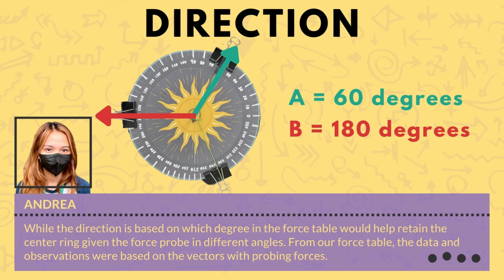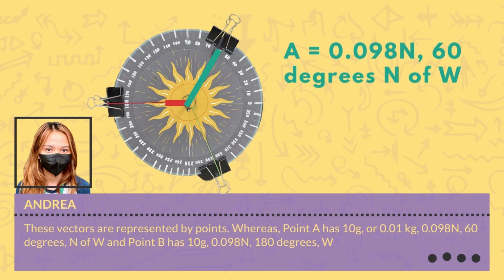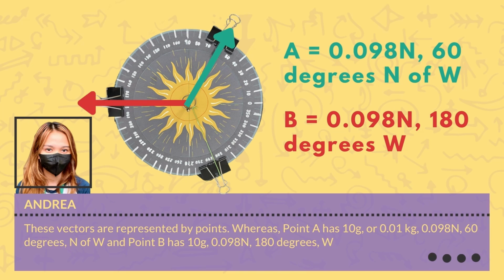From our force table, the data and observations were based on the vectors with probing forces. These vectors are represented by points, whereas point A has 10 grams or 0.01 kilogram, 0.098 Newton, and 60 degrees north of west. Point B has 10 grams or 0.01 kilogram, 0.098 Newton, and 180 degrees west.